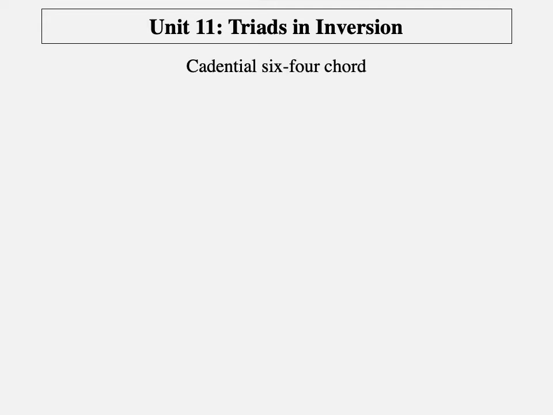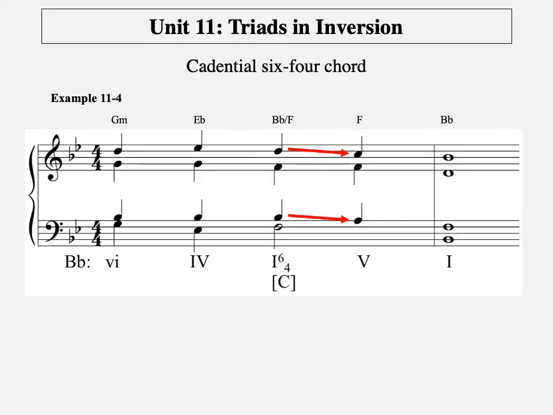The cadential 6/4 chord is the most commonly encountered 6/4 chord in classical music styles. As its name implies, this chord is found near cadences. A cadential 6/4 chord is a 1 6/4 chord that moves to a root position 5 chord in a cadence.